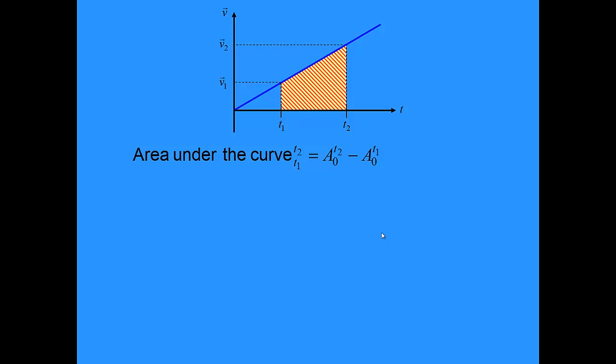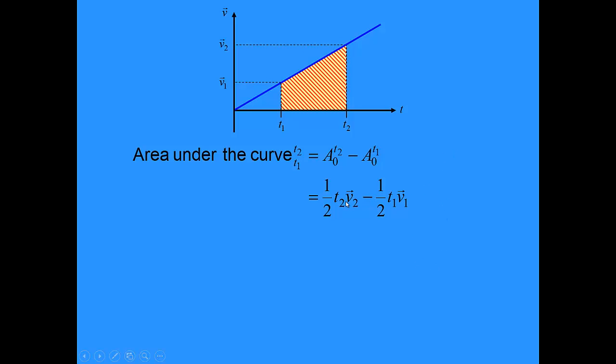We know the area of the triangle. We've done that lab, right? It's 1/2 base times height. So the big triangle would have 1/2 a base of t2 and a height of v2. And our little triangle would have a base of t1 and a height of v1. So there's the 1/2 base times height for each of those triangles. That might actually be easier than doing the area of a rectangle and a triangle to find this.